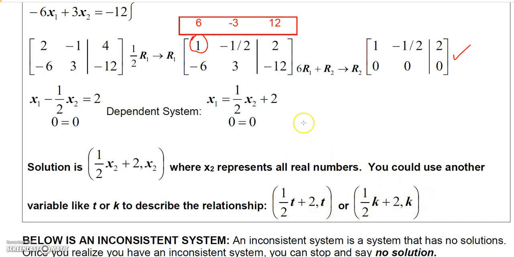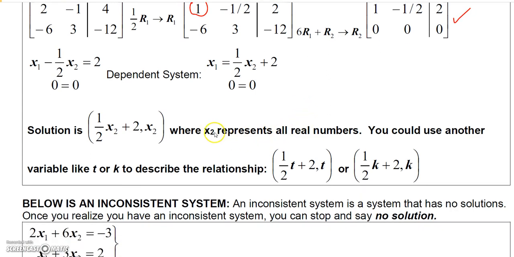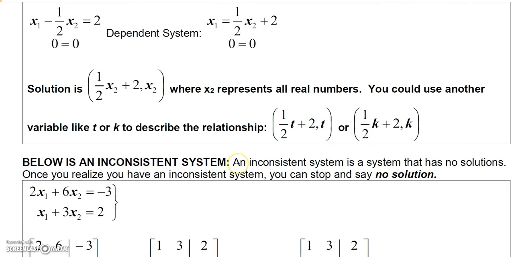So anyway, that represents an infinite number of solutions since t could be any real number. So if t was 0, then this would be 2. If t is 1, this would be 1/2 plus 2. If t was 2, this would be 1/2 times 2 plus 2, and so forth. So since t can be any real number, that gives you an infinite number of solutions there.